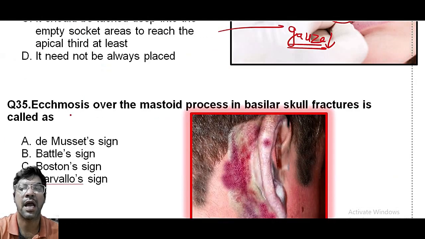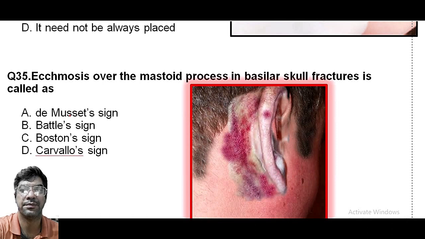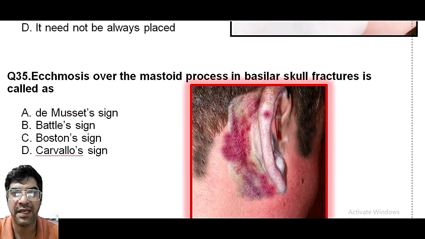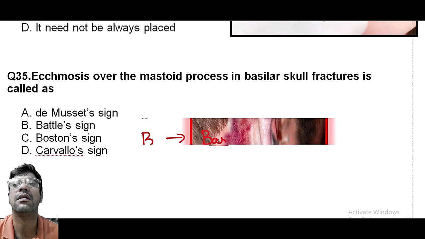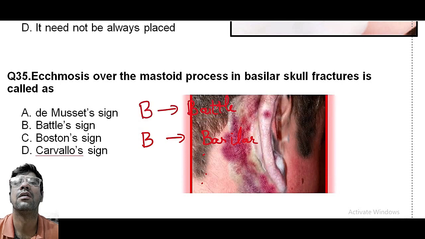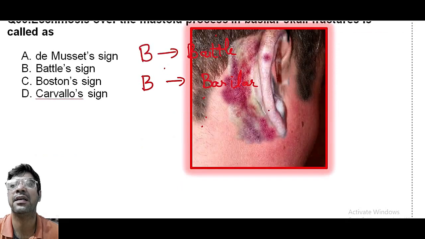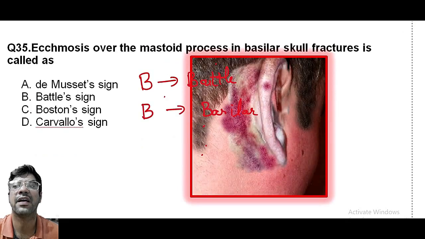Moving to the next question: ecchymosis over the mastoid process, as in basilar skull fracture, is known as... Remember the B's. B stands for basilar skull, B stands for Battle sign, and B stands for seen in basilar skull fracture. So the Battle sign is seen in basilar skull fracture. So remember these B's.